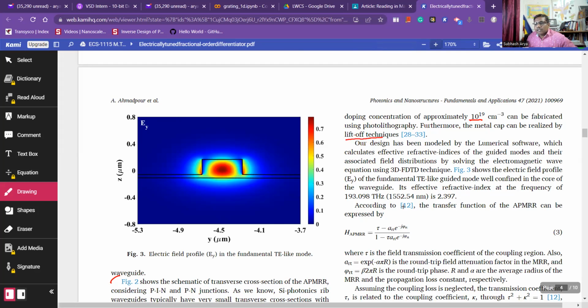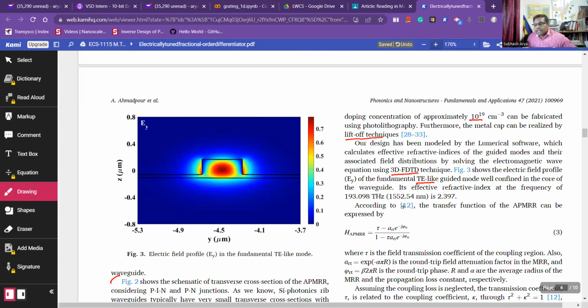Our design has been modeled by numerical software, which calculates effective refractive indices of the guided modes and their associated field distribution by solving the electromagnetic wave equation using 3D FDTD techniques. Figure 3 shows the electric field profile Ey of the fundamental TE-like guided mode well confined in the core of the waveguide.